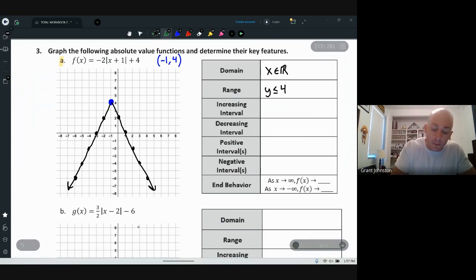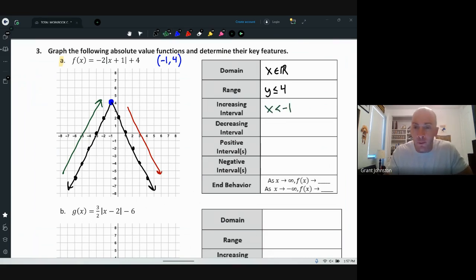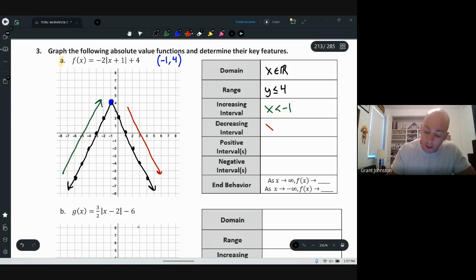The increasing interval: this is where it's increasing and then it decreases. So it's increasing when x is less than -1. -1 is the switch point where it goes from increasing to decreasing. It's the vertex. And after -1, when x is greater than -1, is when it starts decreasing.